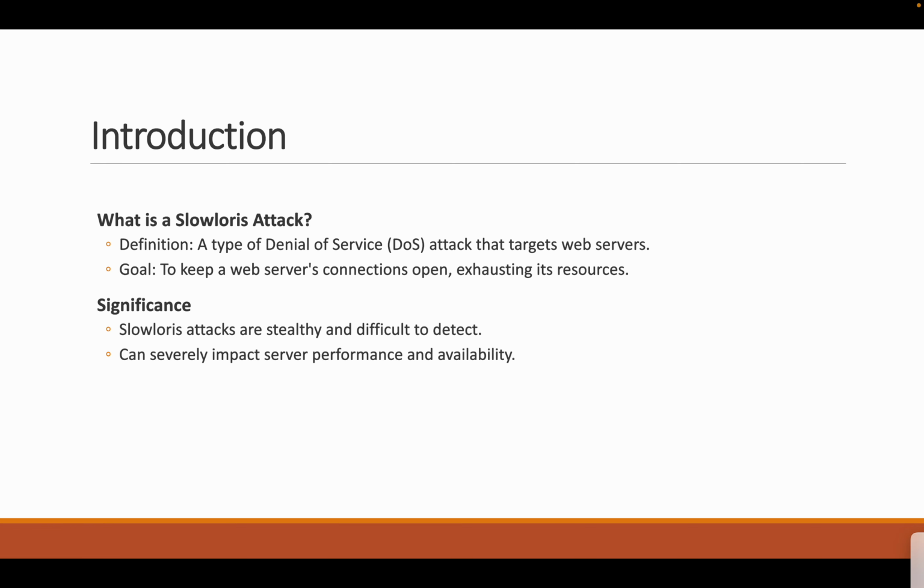Introduction. Let's start with a quick introduction. A Slowloris attack is a form of denial of service, or DoS, attack that targets web servers by opening connections and keeping them open for as long as possible. The goal is to exhaust server resources not by sending massive traffic but by holding many connections open and idle. This method is particularly dangerous because it's stealthy and difficult to detect, and it can severely impact server performance and availability, especially if no proper defense mechanisms are in place.